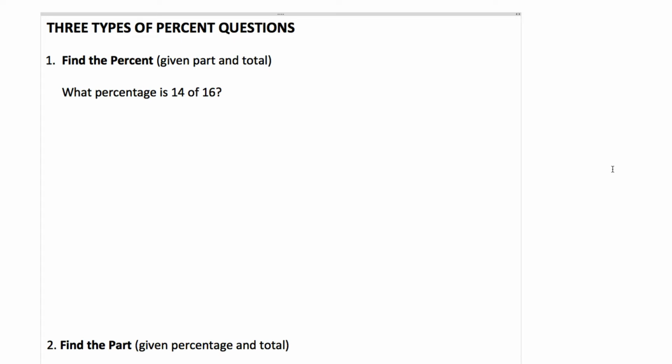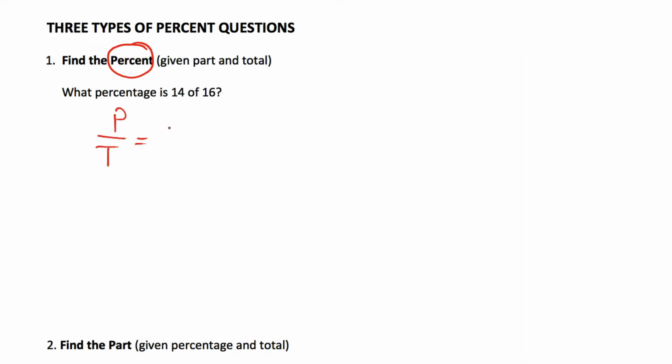So since percentage problems involve three concepts, part, total, and percent, that therefore means there are going to be three types of basic percent problems. The first type would be finding the percent itself, which we can easily do by taking our part divided by our total and coming up with our percent as a decimal, and then converting that to a percent.